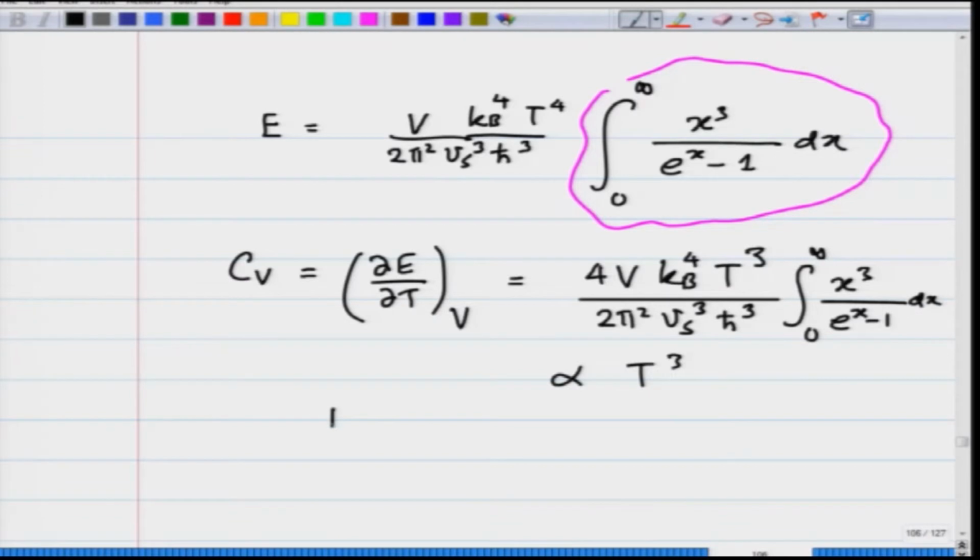We are talking about temperature which is much less than theta D. So, we are really talking about temperature T, which is much less than say 100 to 500, depending on the material. So, we are really talking about temperature in the range of maybe 1 degree, 2 degrees, 10 degrees or so on. In that case, the specific heat is going as T cubed. Now, let us look at the other limit.